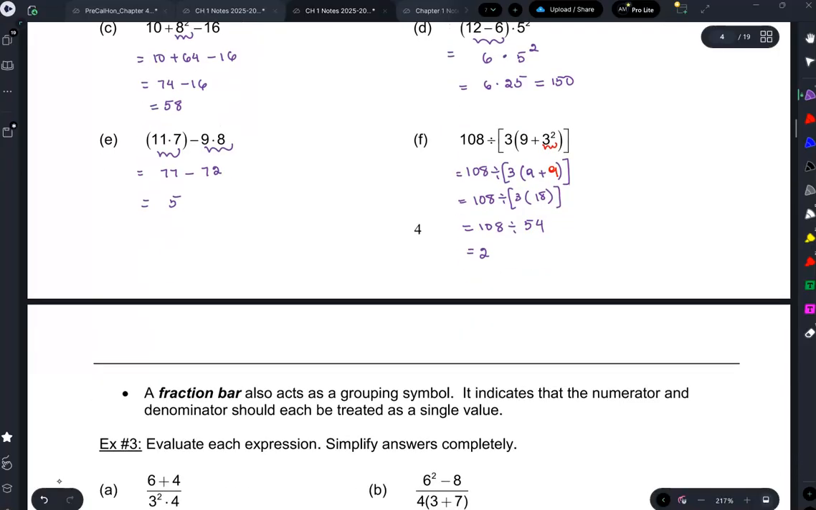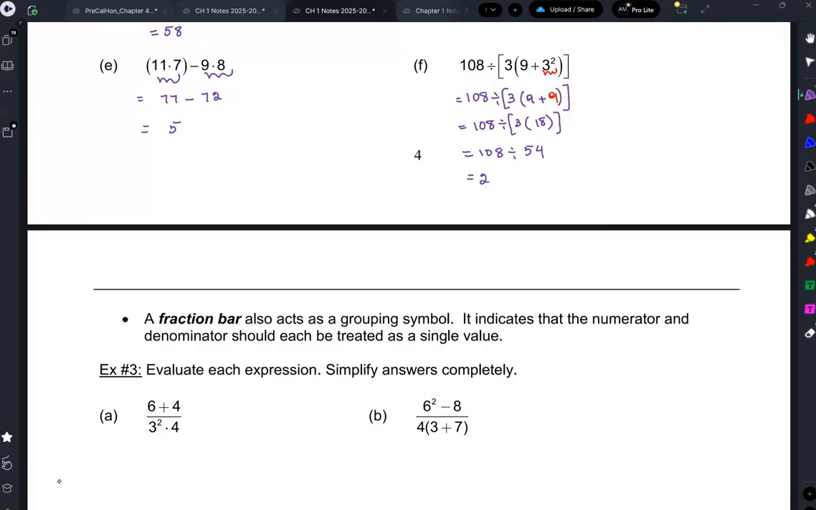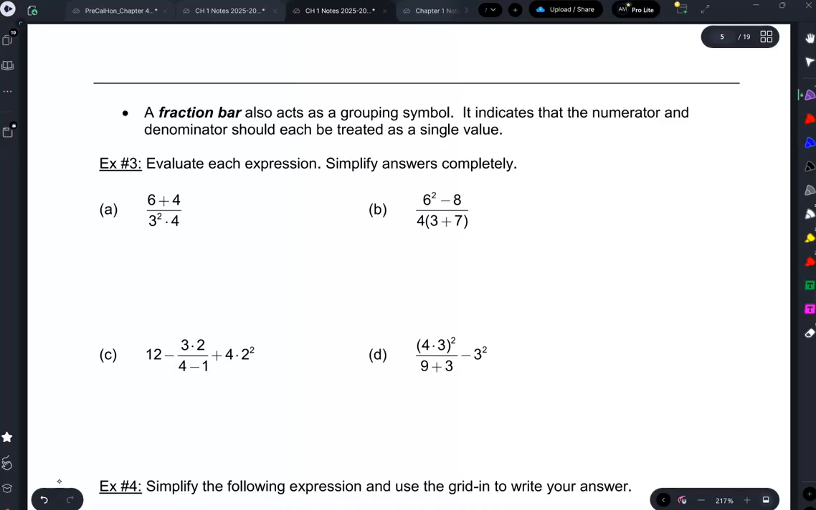Yep, good. Okay. So remember what we said, a fraction bar also acts as a grouping symbol, right? So when you have a fraction bar, it's like you do the numerator separately, denominator separately. So look at this one. I'm going to show you guys the best trick I have, right? When you have a fraction bar like this, always do equals and a fraction. Keep that fraction intact, okay?